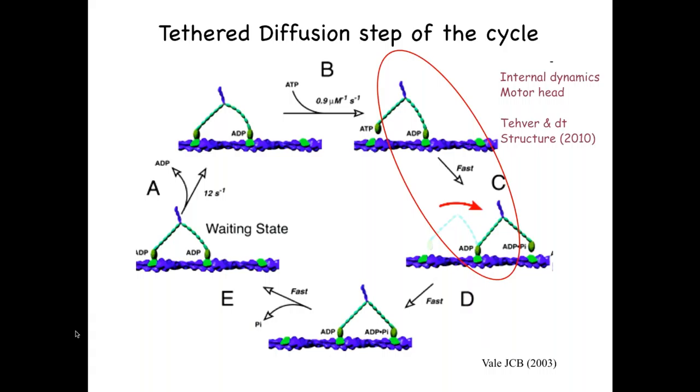So when ATP binds, it can bind to either the leading head or the trailing head, but it preferentially binds, let's say at zero force, to the leading head, and that's gating stuff that I'm not going to tell you about. And once it detaches, it's now undergoing a diffusive search. This oval circle shows that, and that's the stuff that I want to describe to you in terms of the theory.